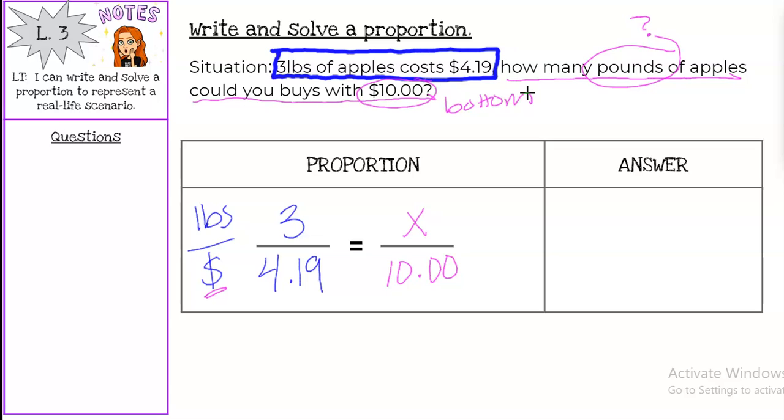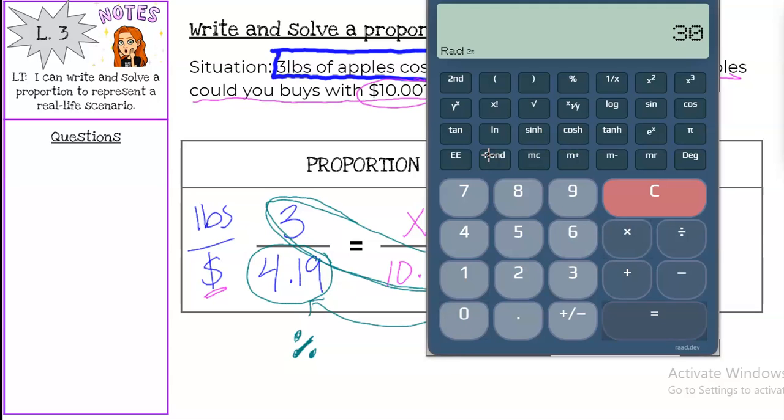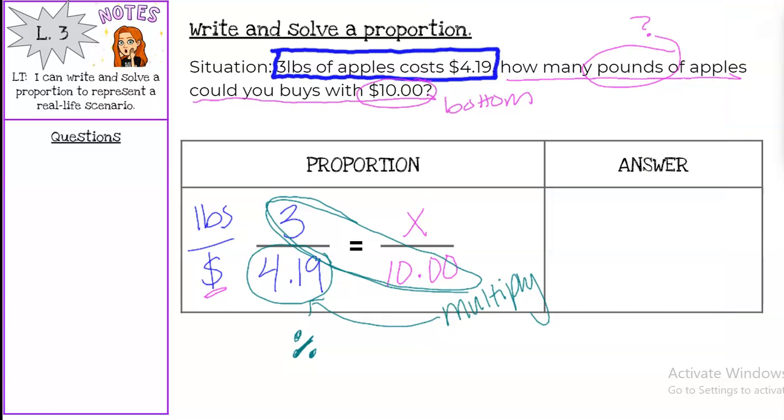So in this case, for our shortcut, we have to find the two numbers that are without a variable. As you can see, this diagonal has no variable. So we're going to start with multiplying those. We're going to do 3 times 10. And then we're going to divide by the remaining number. So that looks like 3 times 10, enter, divided by that 4.19. And you can see it's 7.15990453. So we can round that to 7.16. So I know that my answer for X is $7.16.